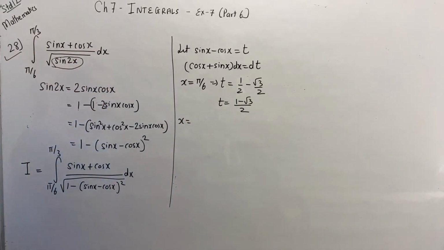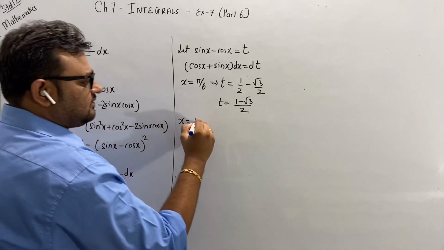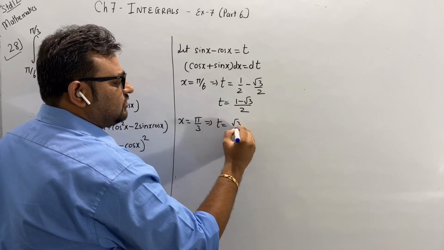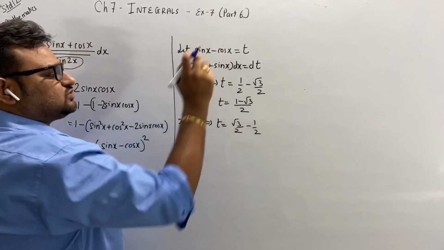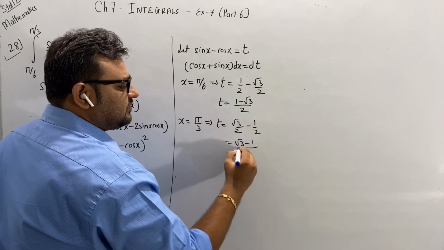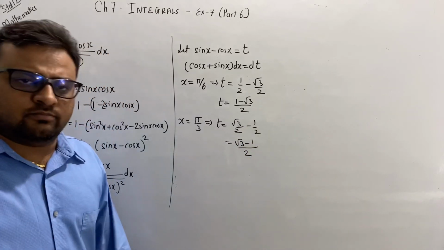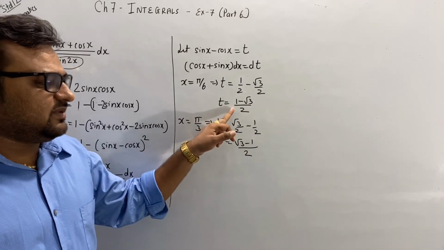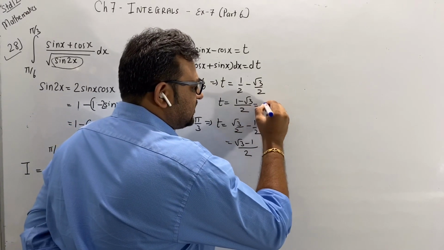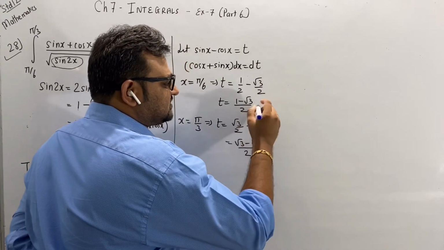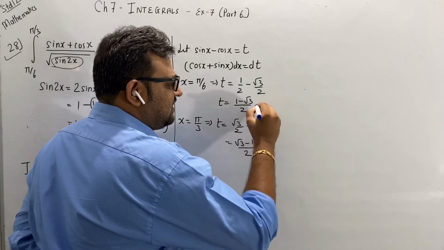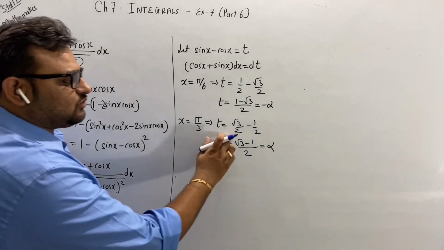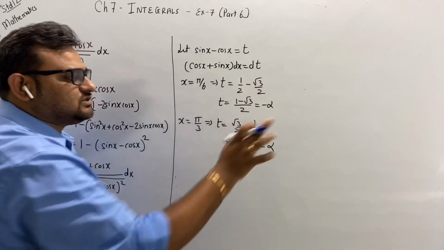When x is equal to pi by 3, sin pi by 3 is root 3 by 2 minus cos pi by 3 which is 1 by 2. It's root 3 minus 1 by 2. So see, root 3 minus 1 by 2 and 1 minus root 3 by 2 are almost the same, except there will be a negative sign. So I will rearrange it this way. Let's take this as alpha, then the other will be minus alpha. What is alpha? Root 3 minus 1 by 2. What is minus alpha? 1 minus root 3 by 2.